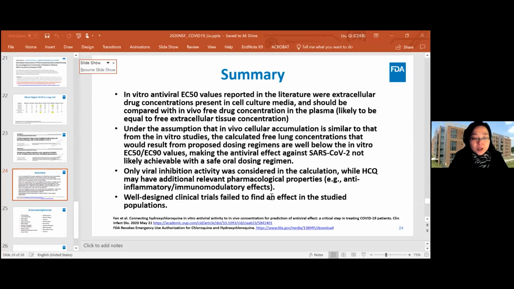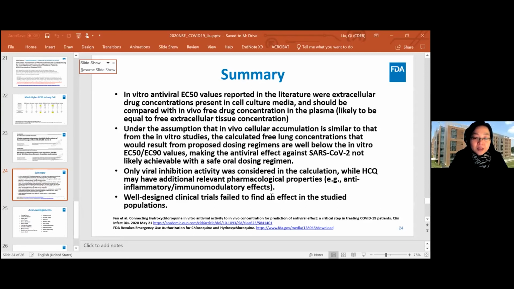Since we only considered viral inhibition activity, hydroxychloroquine may have additional relevant pharmacological responses, for example, anti-inflammatory or immunomodulatory effects. However, well-designed clinical trials failed to find any effect in the studied population. I would like to end my presentation with a reflection on this case study. Since the beginning of the COVID-19 pandemic, significant effort by scientists around the world to identify drugs with antiviral activity against SARS-CoV-2 has led to drug development at an unprecedented speed.